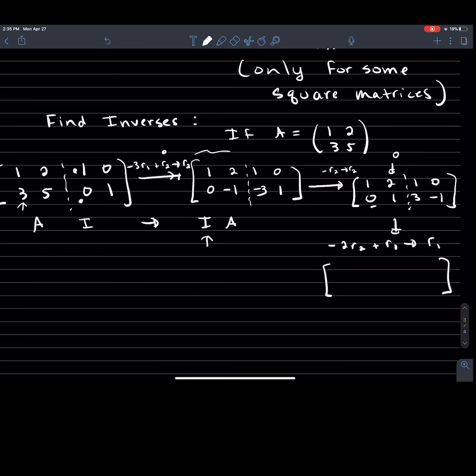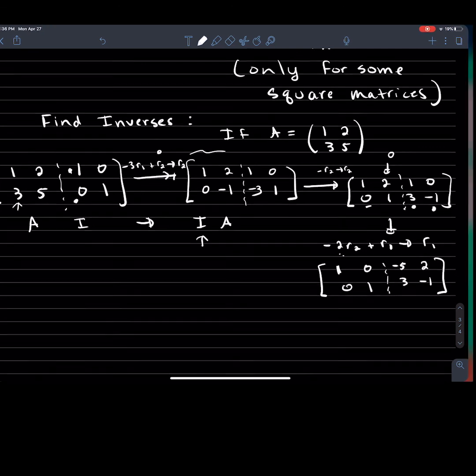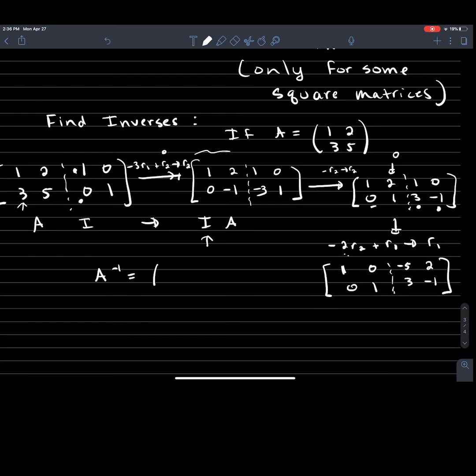So you notice how we've already zeroed that out, and now we're working on row 1. 0 times negative 2 is 0, and I keep that 1. I know I'm going to get a 0 there because that's how I set it up. And then minus 2 times 3 is minus 6. Plus 1 is minus 5. Minus 2 times minus 1 is plus 2. Plus 0 is 2. And I just copy this bottom row. And I'm done. So what this tells me is my inverse is minus 5, 2, 3, minus 1.